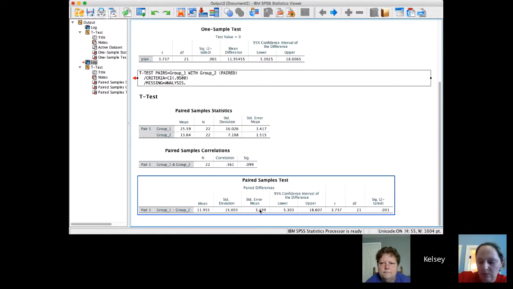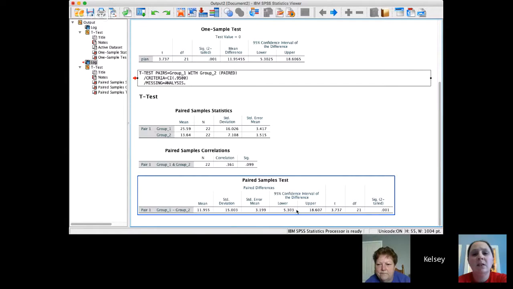So what is the margin of error for this 95% confidence interval? And I put 2.548 for some reason. Let's see. Would it be this, the 3.199? Is that... that's the standard error mean. These are the upper and lower ones that you put, right? Yeah. Okay.